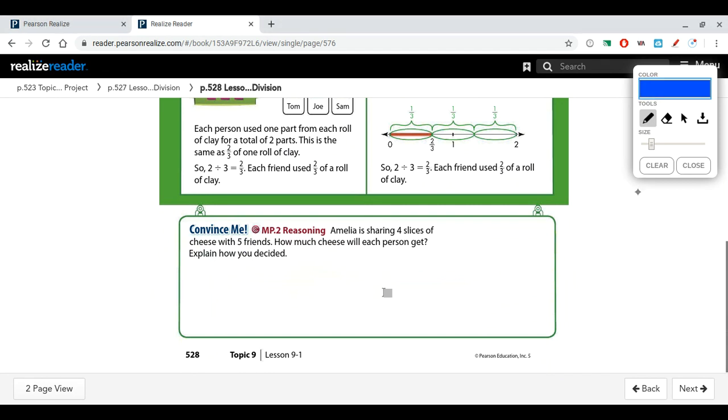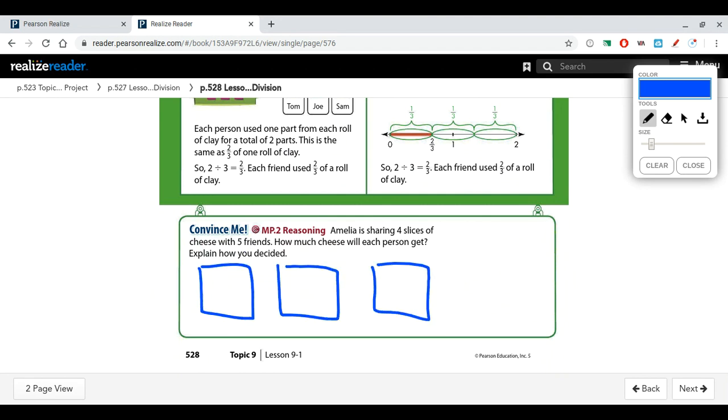So I'm going to go ahead and do 4 slices of cheese. So 1, 2, 3, 4. And I'm going to divide it into fifths because I'm going to divide by 5 friends. So each slice of cheese is going to be 5 equal pieces. So let's see if I can do as close as I can get to 5 equal pieces.